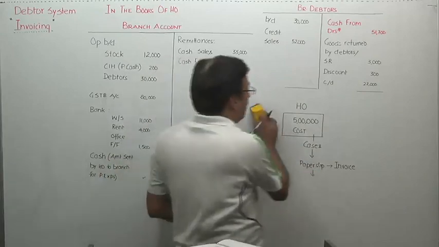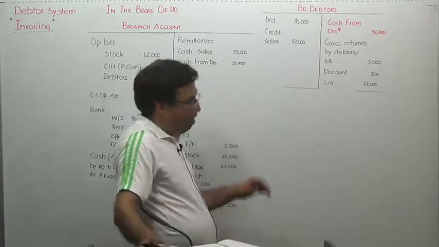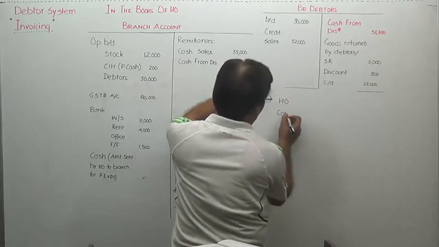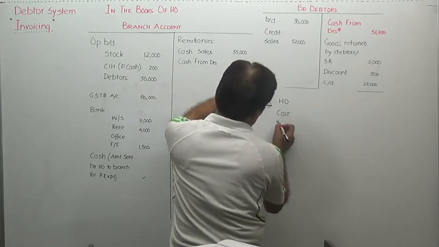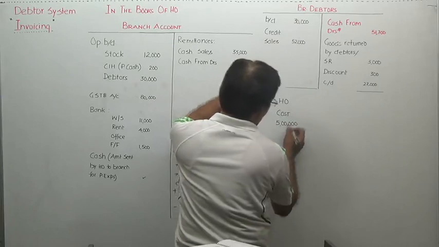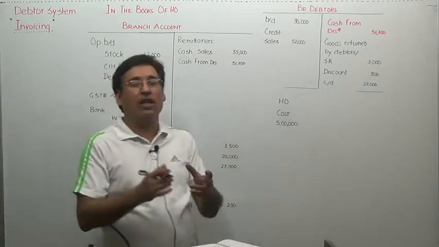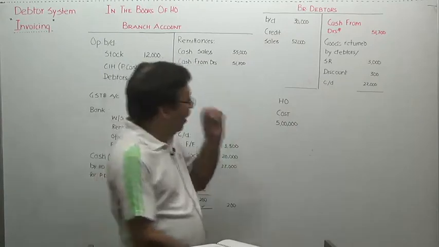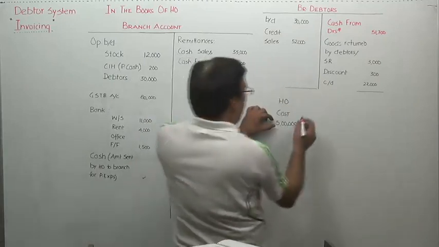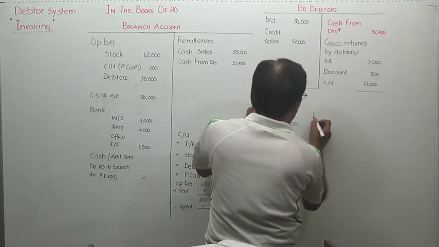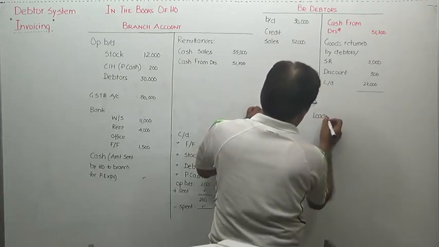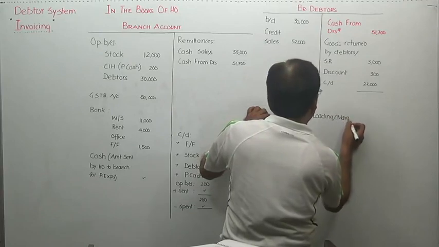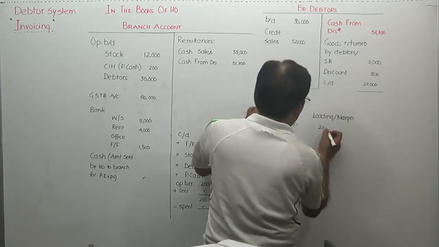Head office, when it sent the goods, what did it actually do? Head office was very well aware of the fact that the cost price of the goods is 5 lakh. But intentionally, in full consciousness, what did head office do? Head office increased its cost, and that is known as loading, or for simplicity we may say margin. It added some margin to it, say rupees 2 lakh, correct?